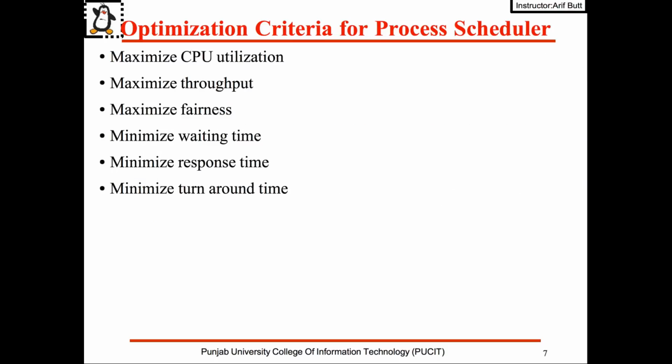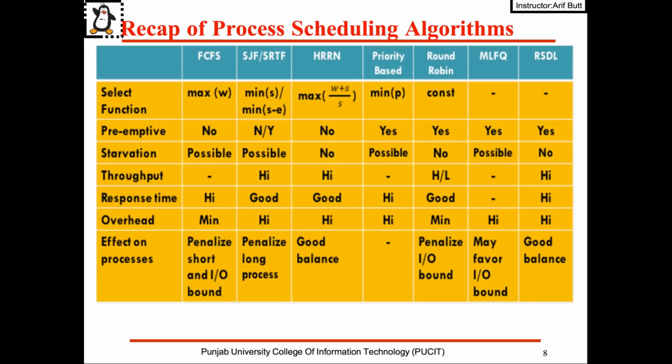Well, all the process scheduling algorithms try to maximize CPU utilization, throughput, and fairness, and try to minimize waiting, turnaround, and response time. This slide shows a brief comparison of some standard scheduling algorithms that most of us might have seen in the operating system concepts course.